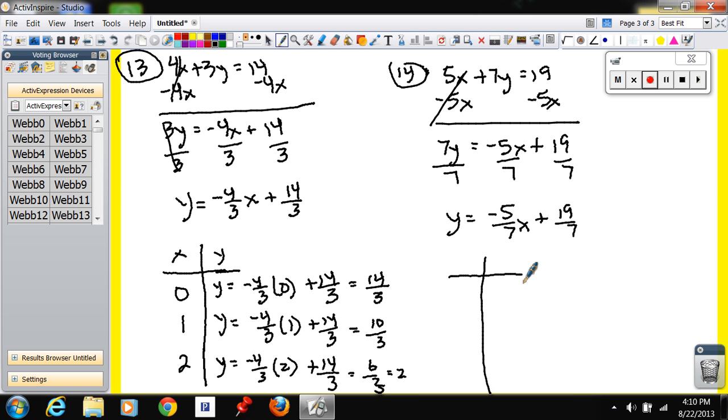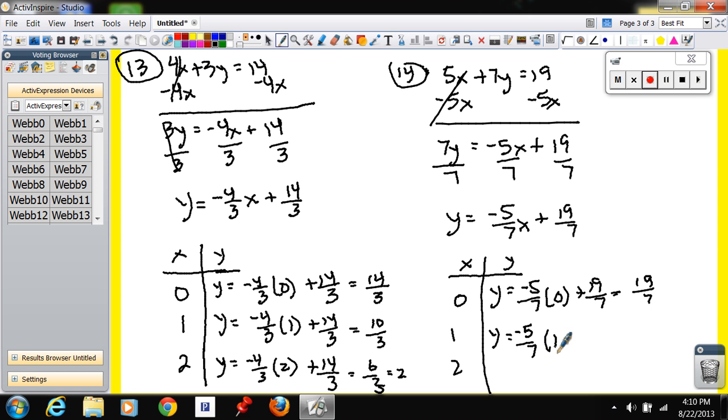And we can get our x and y chart. We can look for a pattern here. So again, we'll put in a 0, a 1, and a 2. Y equals negative 5/7 times 0 plus 19/7. It's going to just equal 19/7. Y equals negative 5/7 times 1 plus 19 over 7. So let's see, negative 5/7 and a positive 19/7. When you subtract those, you're going to get 14/7, which is actually a 2.